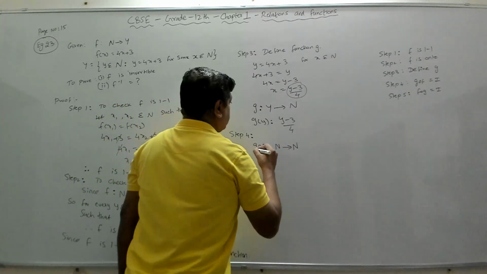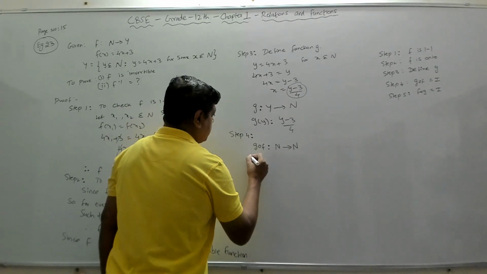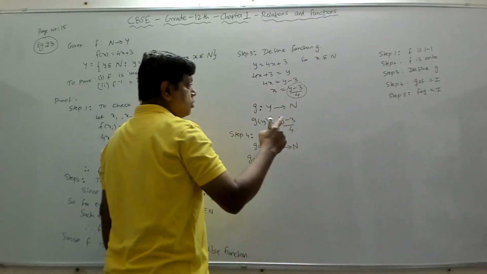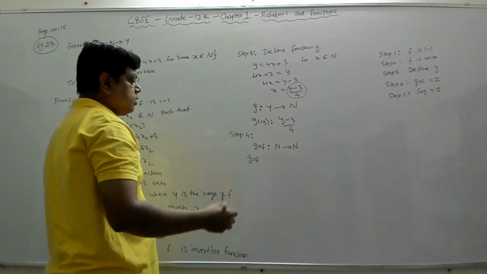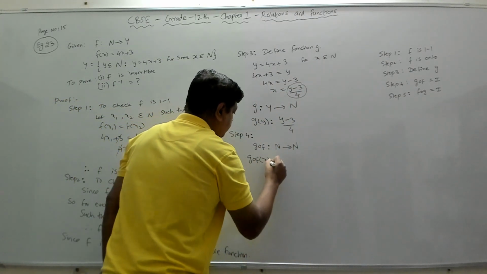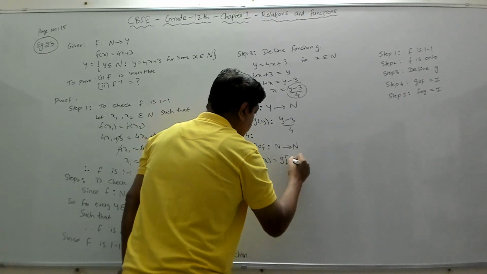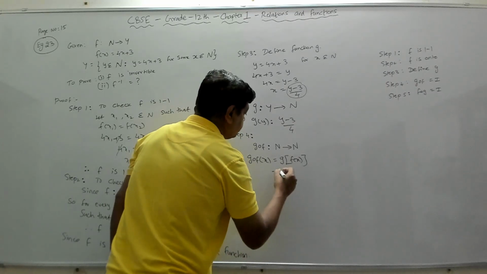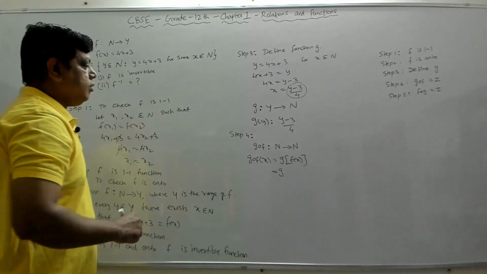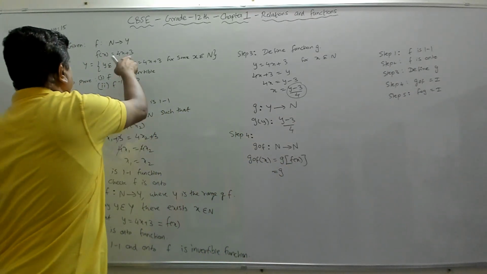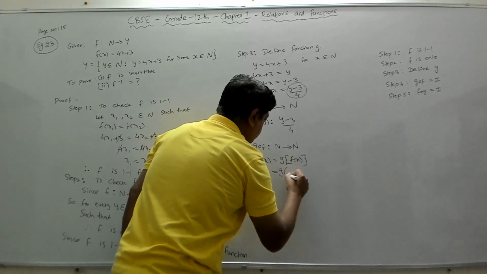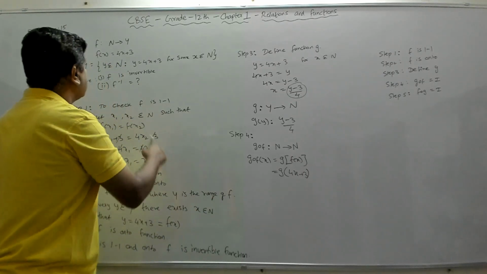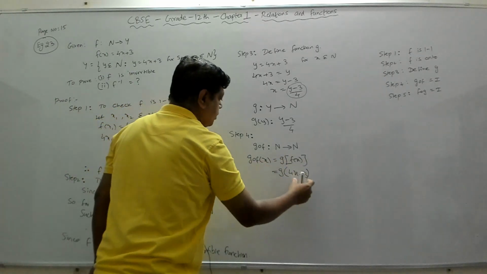Now let's find what g of f is. We have to show that g of f is equal to the identity function, which means we have to show that g of f of x equals x. What is g of f of x? That is equal to g of f of x, which is g of... Now what is f of x? f of x is 4x plus 3. That is the definition of f of x. So instead of f of x, I am putting 4x plus 3.